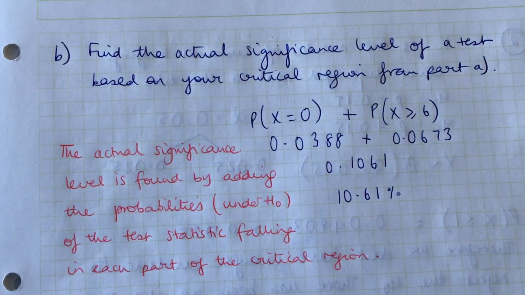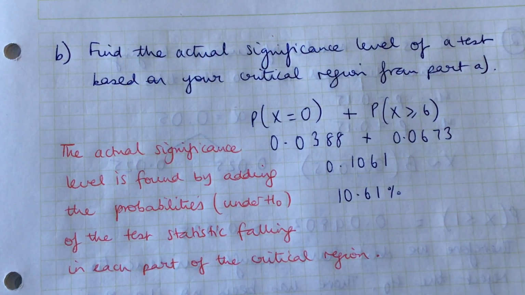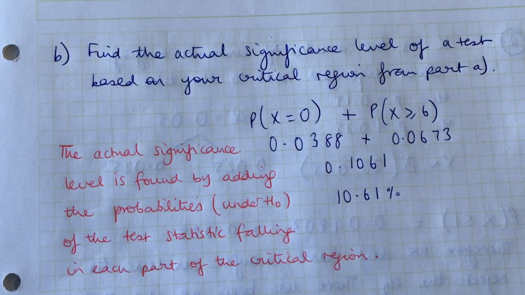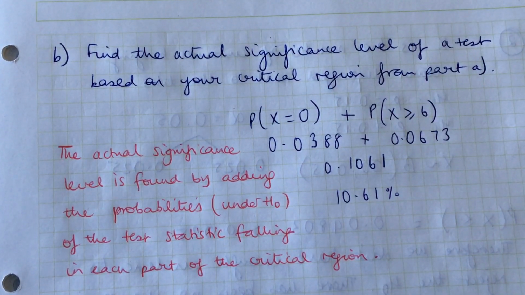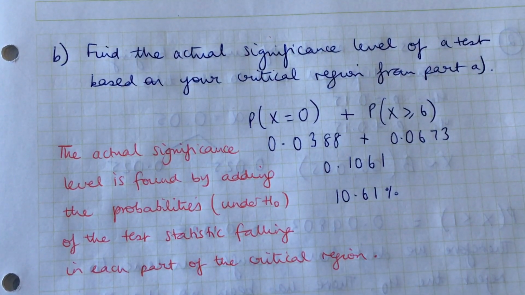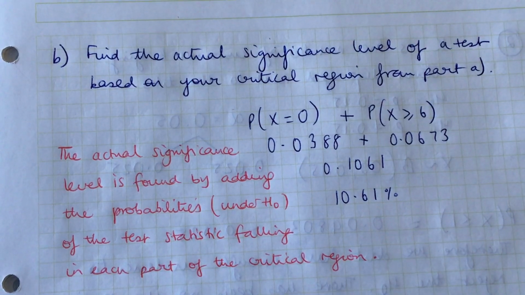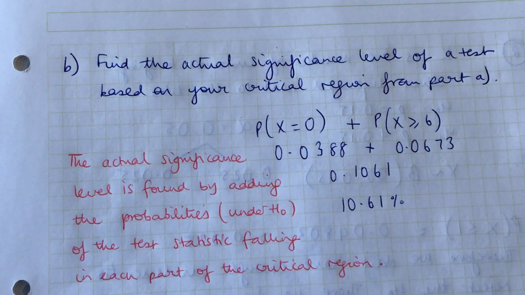Because we went above the significance level, it means the actual significance level of our test would be higher than the significance level as well. However, normally we would expect that to be lower.